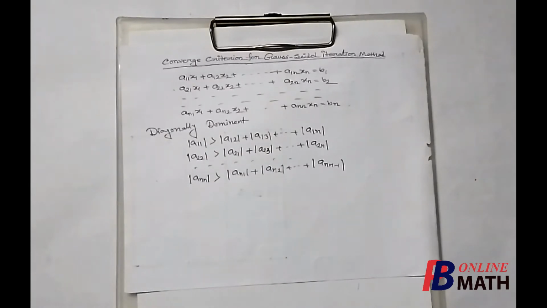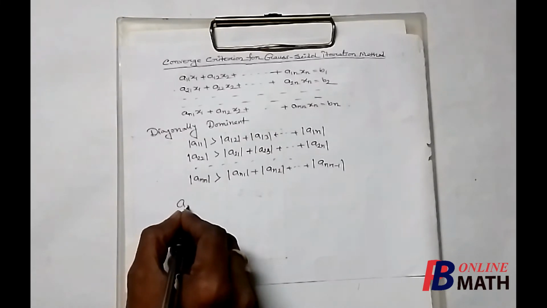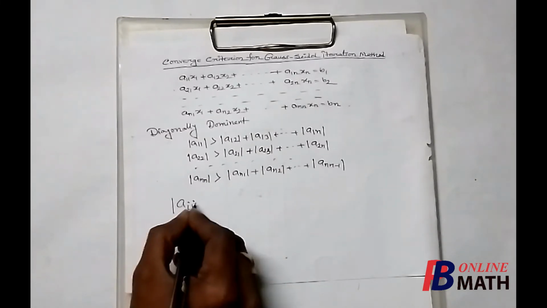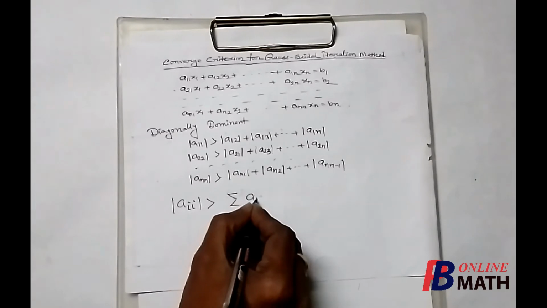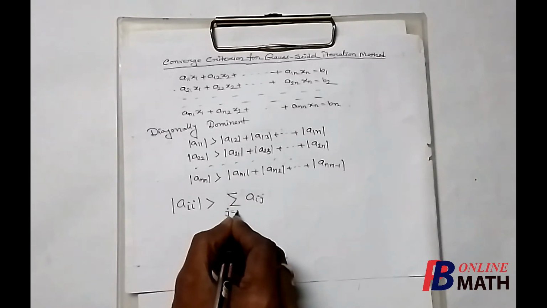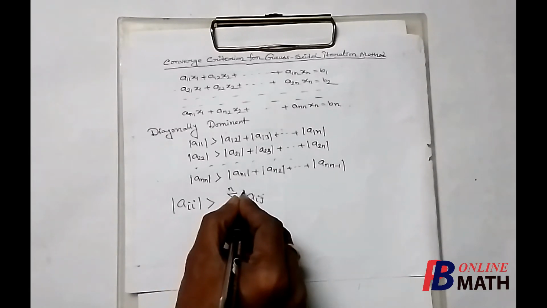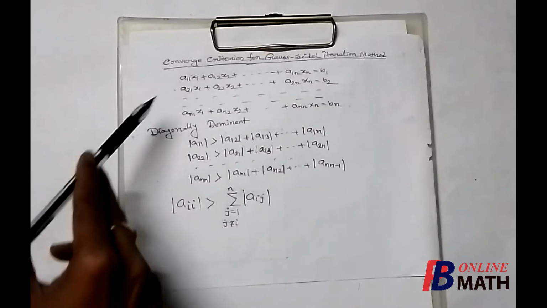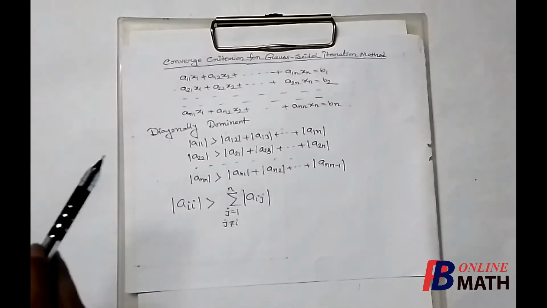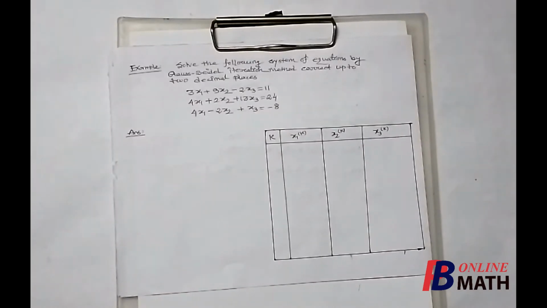Now all these n conditions can be written in a single form like: modulus of a_ii should be greater than the summation of modulus of a_ij, where j varies from 1 to n and j is not equal to i. Obviously there will be modulus. So a system of n equations is called diagonally dominant if it satisfies these n conditions. Now we shall consider one example.